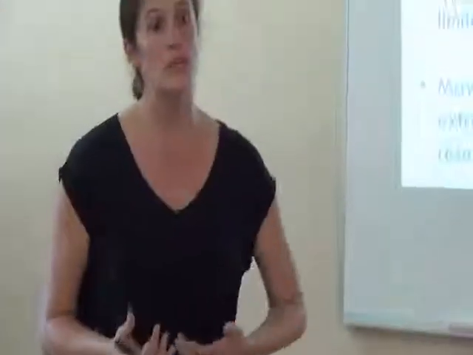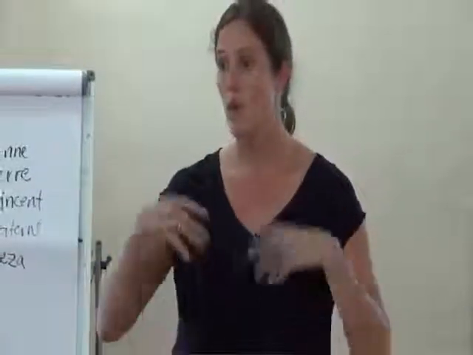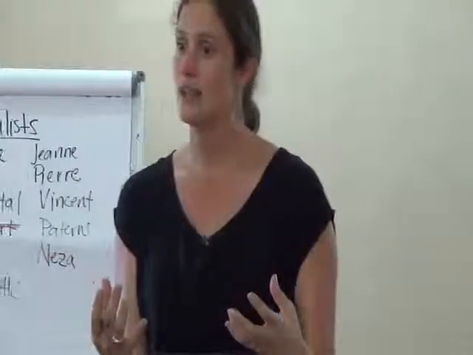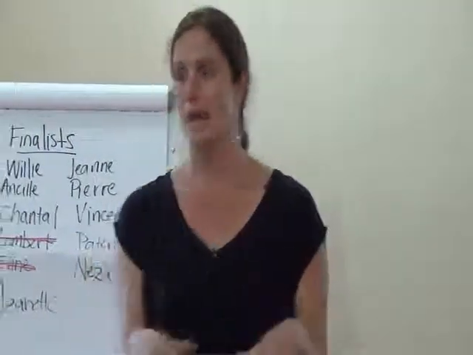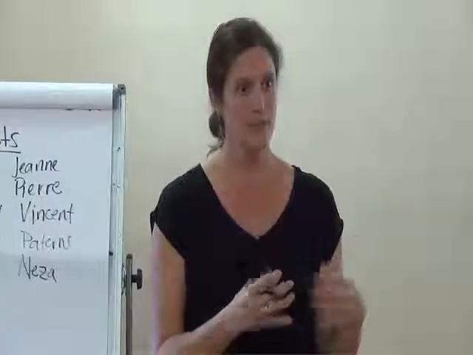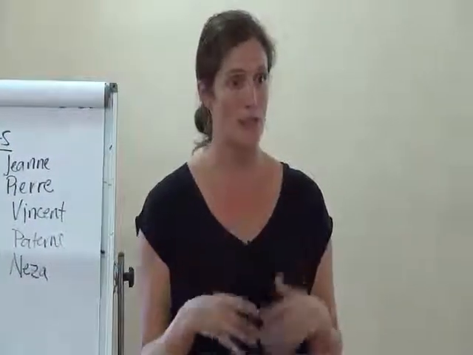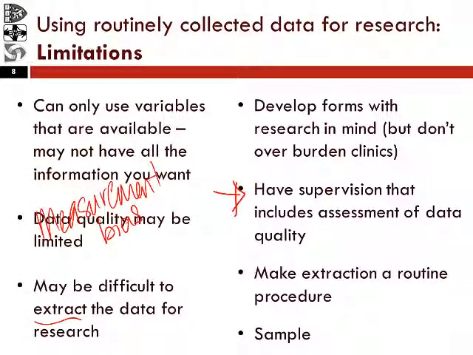So when we use routinely collected data, we are limited by what exists and the quality of that data. So that is a type of measurement bias. We don't have a lot of control to make the data better quality when we want to do research. But there are things that we can do that are solutions to these problems.